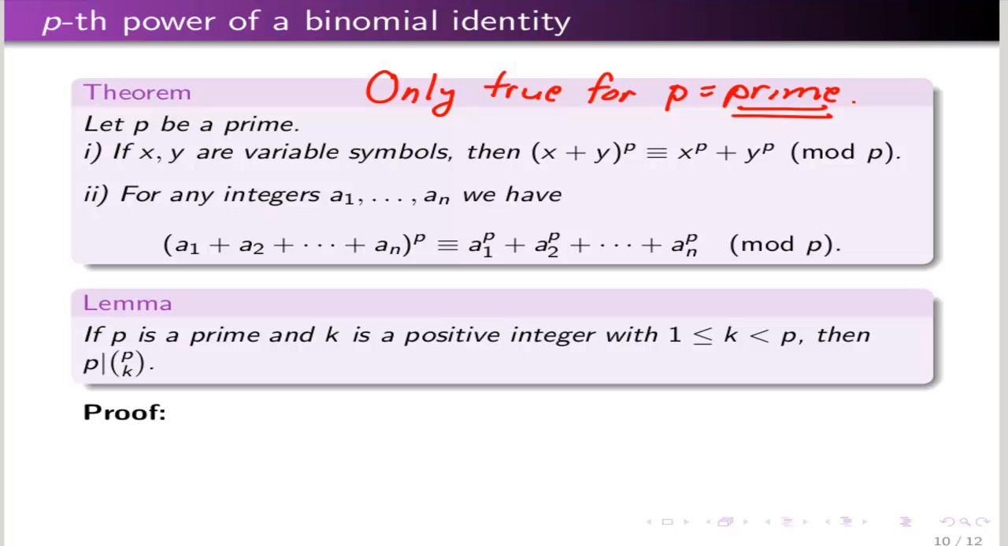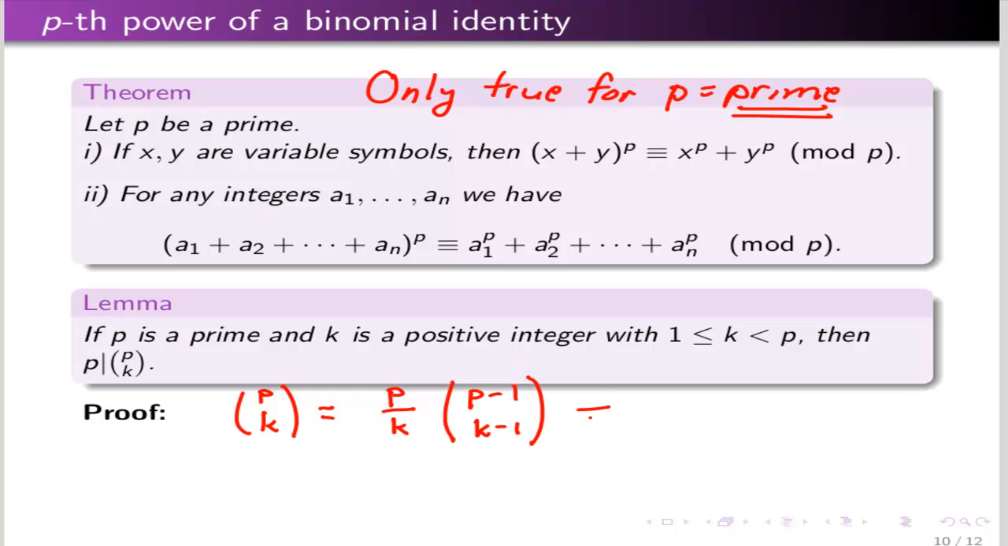The key lemma is the following. If p is a prime and k is any value between 1 and strictly less than p, then p is a divisor of the binomial coefficient p choose k. So I think the most elegant way of proving this is to use a cute identity for the binomial coefficient, and you can check this out by just writing down the definition with factorials. So p choose k is p divided by k times p minus 1 choose k minus 1.